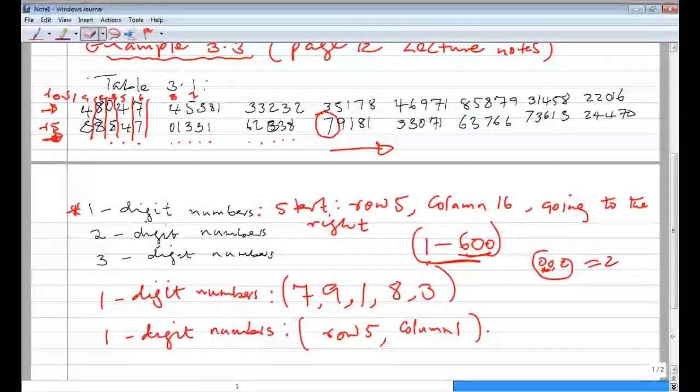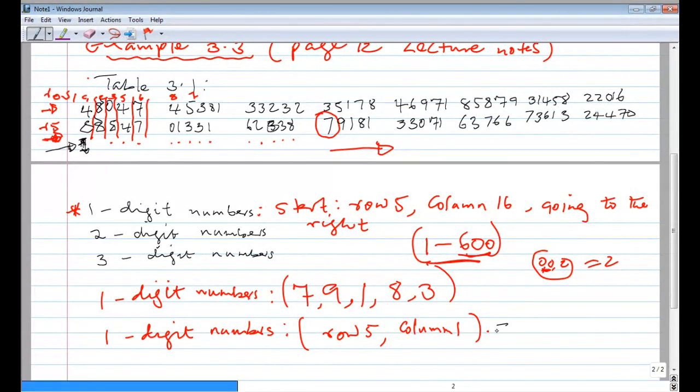Row 5, column 1. Row 5, sorry, is this one. This is row number 5, but we're starting from column 1. Column 1 is this one. This value here is column 1, but in row 5. So we are starting from that. And that number is what? It's 8. It says 88547. Okay. So now let's select them.